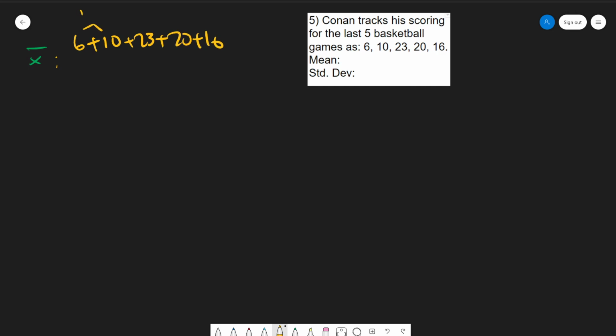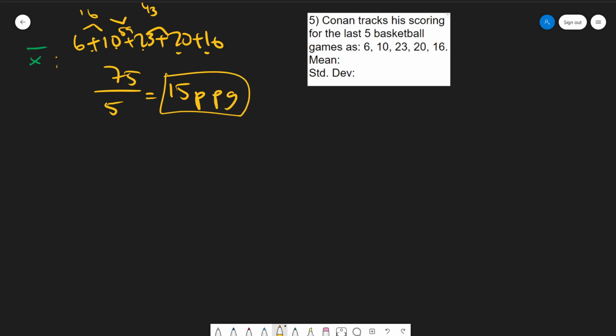So we got 16, we got a 43 here, makes 59, so we got 75, and 1, 2, 3, 4, 5 games. It's going to be 15 points per game. So that is our average.